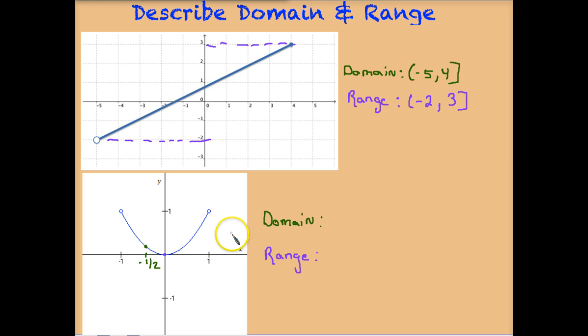For this bottom one, give this a try. Stop the video, see if you can identify the domain and range, and then hit play.